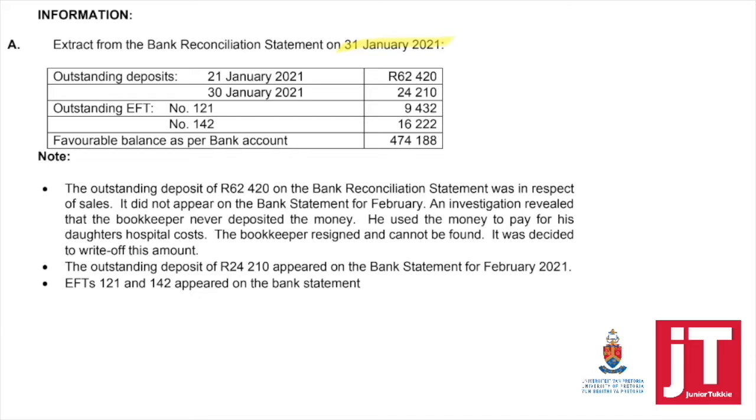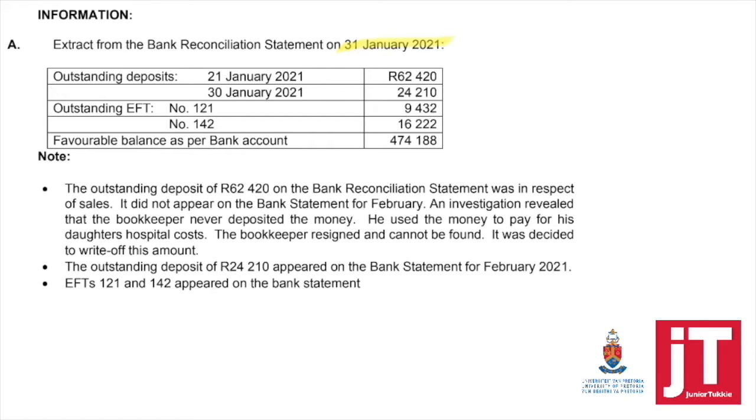Looking at information A, extract from the bank reconciliation statement on 31 January 2021. Our current month is February, which means if they presented you with an extract from the bank recon for January, this is the previous bank recon. And what do we need to do with the previous bank recon? We need to compare it to the bank statement of this month to see, does it now reflect on our bank statement, yes or no?